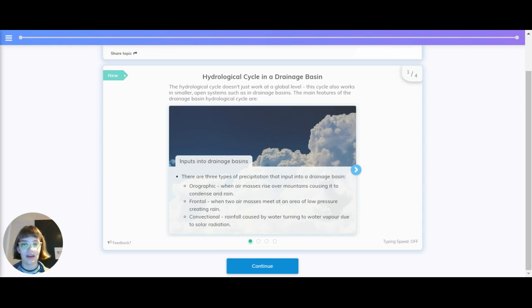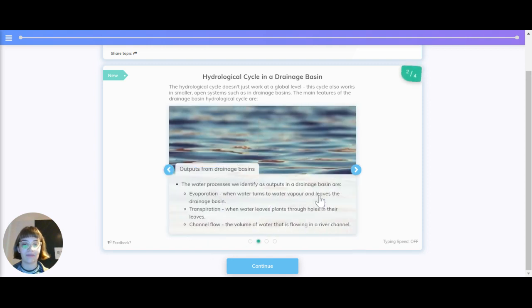There are different inputs, 3 types of precipitation input into a drainage basin. Orographic, which is when air masses rise over mountains causing it to condense and rain. Frontal, where 2 air masses meet at an area of low pressure, creating rain. And convectional, rainfall caused by water turning into water vapour due to solar radiation.